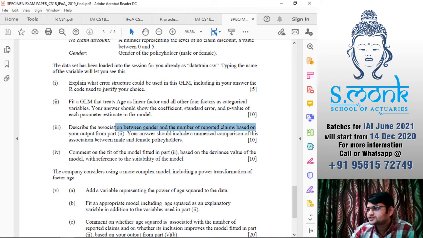Here they have said describe the association between gender and the number of reported claims based on your output from part 2. Your answer should include the numerical comparison of this. Now see, first of all, just give me 1 minute, okay.